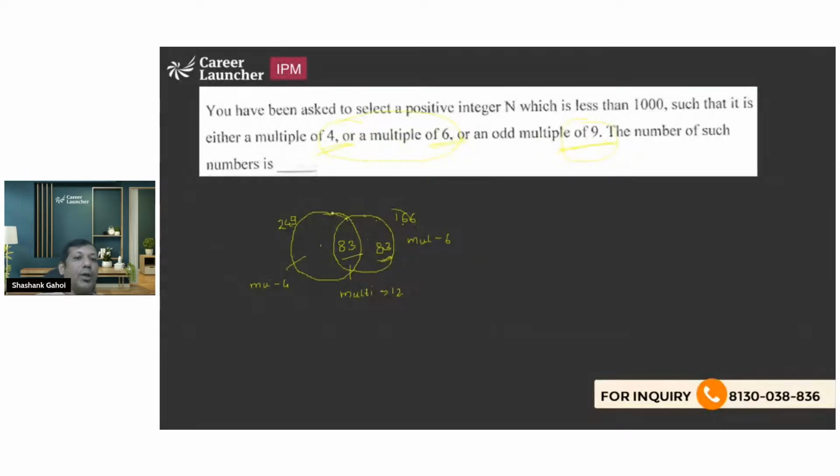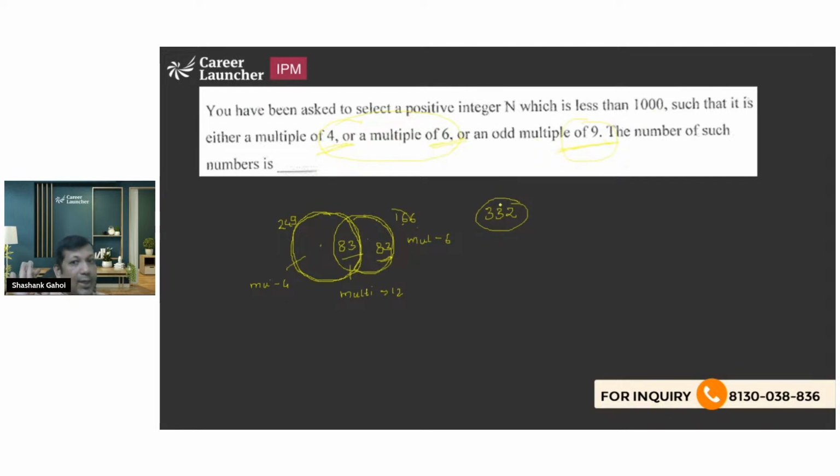So what are the total numbers we are talking about? That is 249 plus this, that is 83. So 249 plus 83 is going to be 332. So अपने पास 4 के मल्टीपल और 6 के मल्टीपल की बात करें, so we have already got those numbers, that is 332. Now odd multiples of triple or 9.